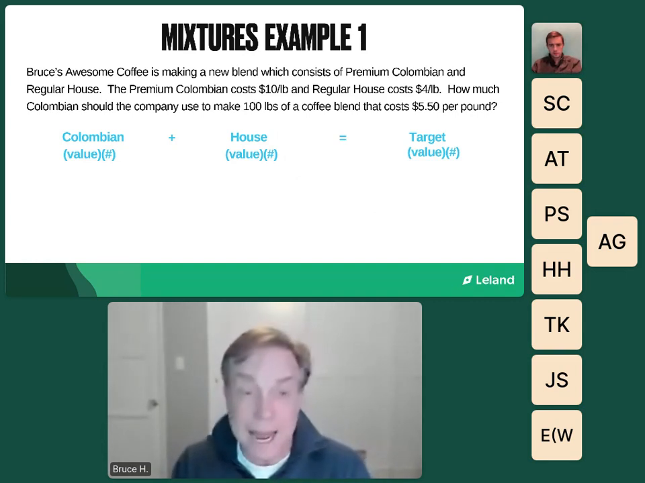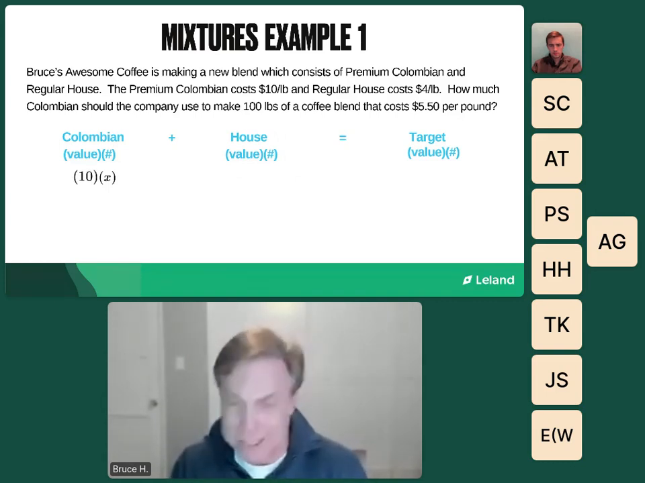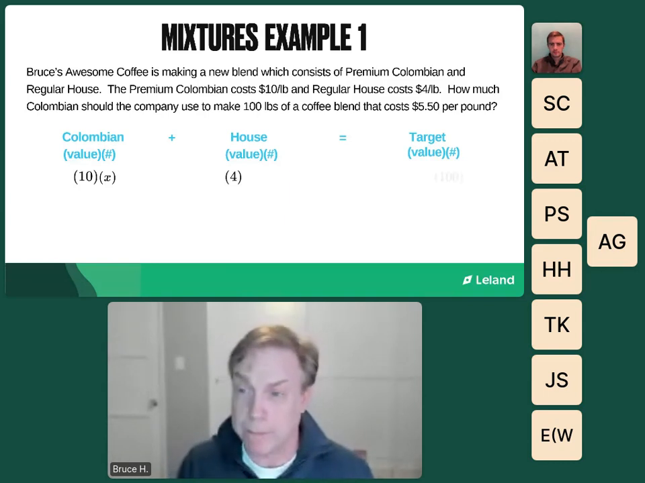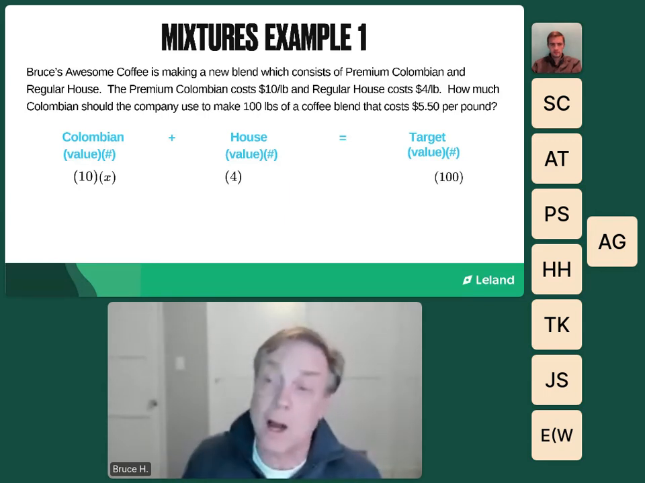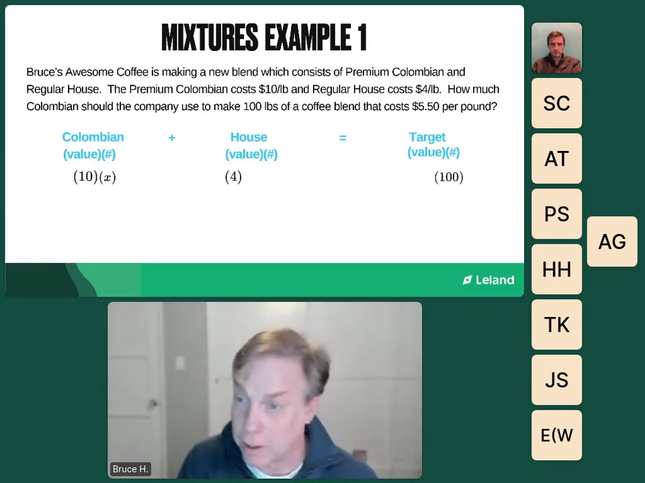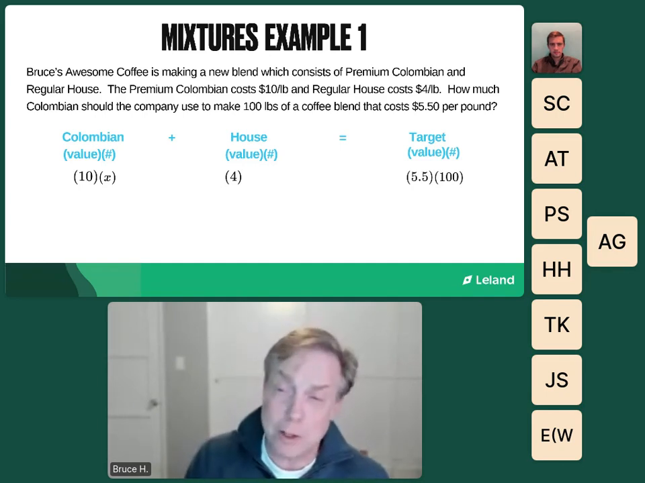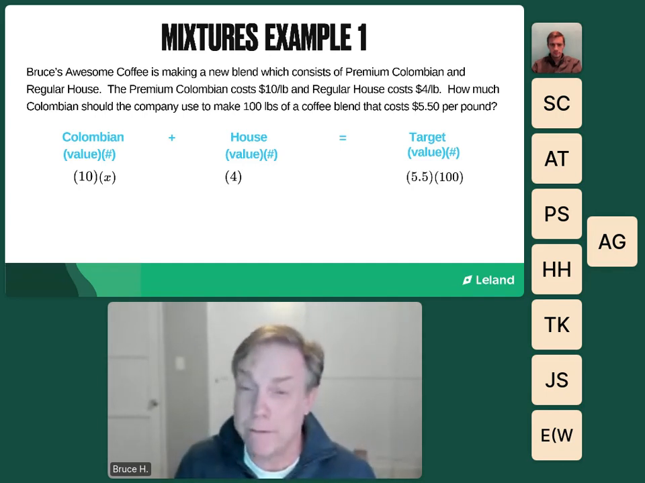Well, we're being asked how much Colombian. That's our X. We know the value of Colombian is $10. We know the value of house, that's $4 a pound. We know we're making 100 pounds of this stuff, so that's our target number. And we know the value. We want this stuff to average 5.5.